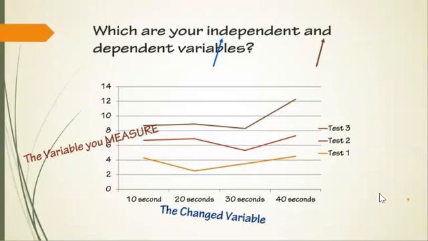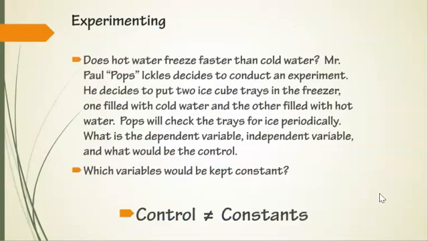Okay, so when experimenting, we need to think about constants and controls, and we're going to talk about this more in class. But the whole thing is that you need to be able to have your constants and your controls. They don't equal the same thing. A control is one thing that you're looking for that you should get the same results every time.